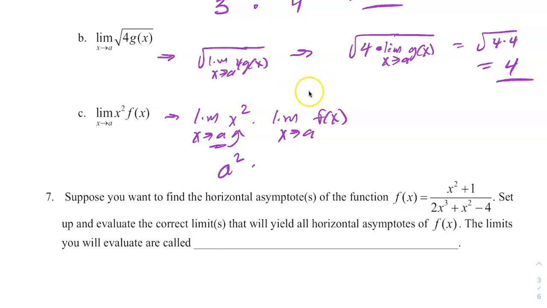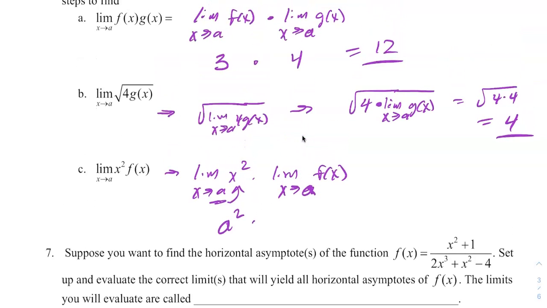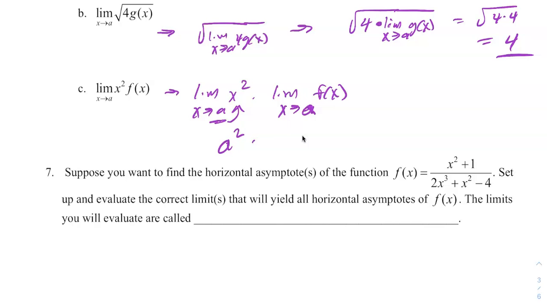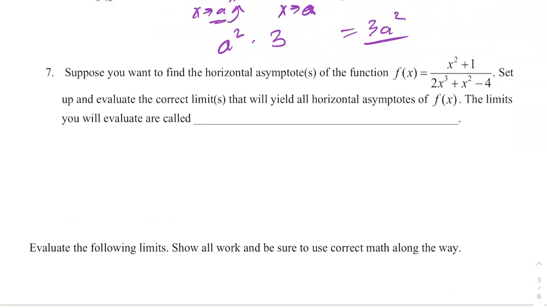Then here, they tell us what that value is. As x approaches a, it's 3. So I get 3a squared. That's my answer. Again, the key to that one is to show limit laws. You have to show the actual limit laws to get all your points.